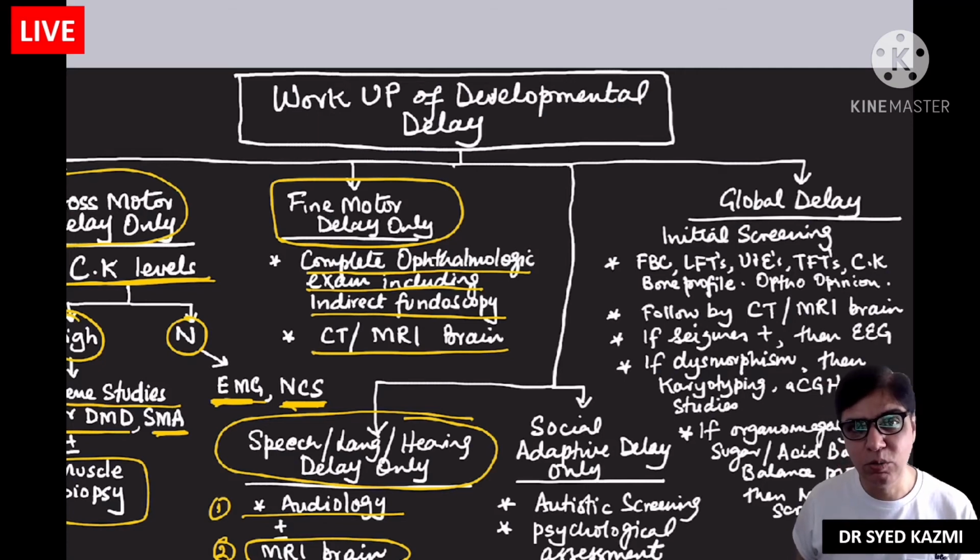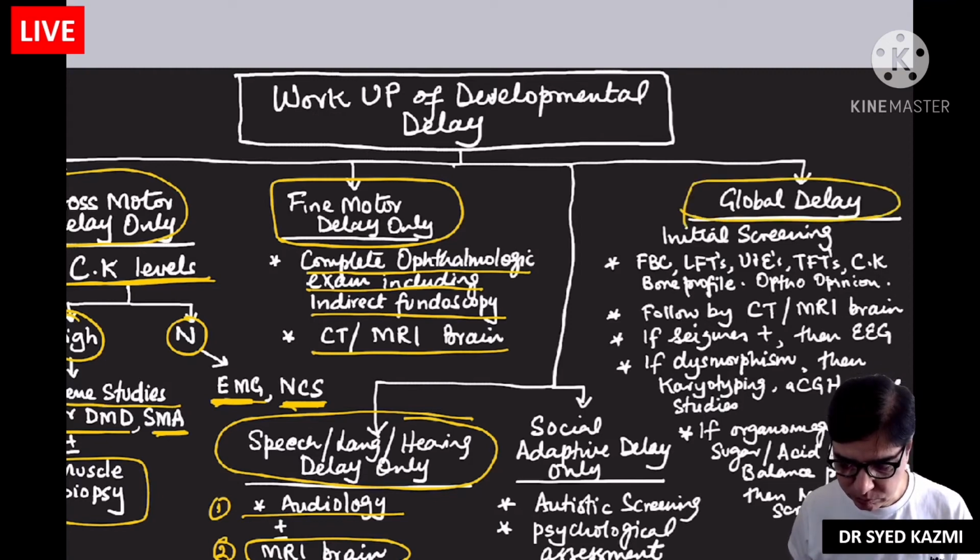What if you've got a global developmental delay? Two or more domains are defective. The best initial screening in that case is to do your normal blood tests. So you will start with full blood count, LFTs (liver function tests), urine electrolytes, thyroid function tests, CK levels, bone profile, followed by ophthalmological opinion. Because two or more domains are affected, now the tests need to be more broad based.